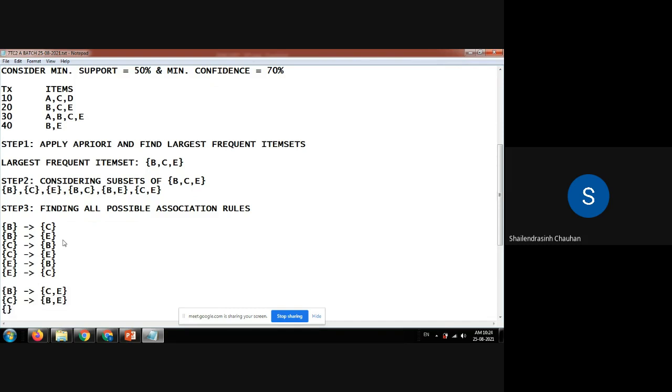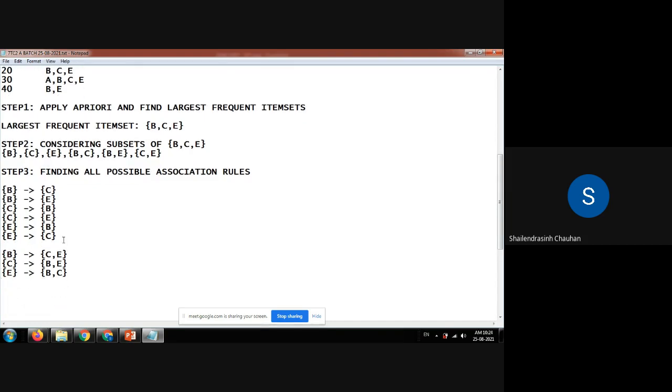Then E: BE, CE, both are having E. So BC. Is there any further combination? No. Next, we are going to have the combination of 2 on the left and 1 on the right. So the reverse of this. Size 2 sets will be on the left and 1 on the right. Reverse of this.